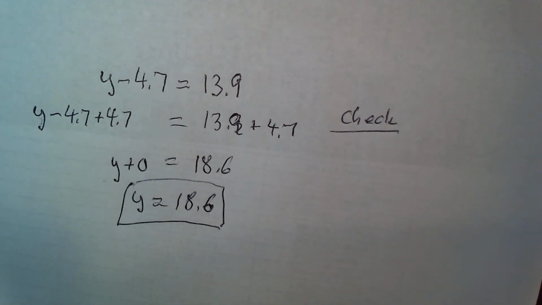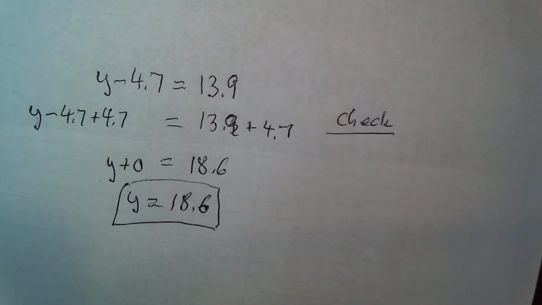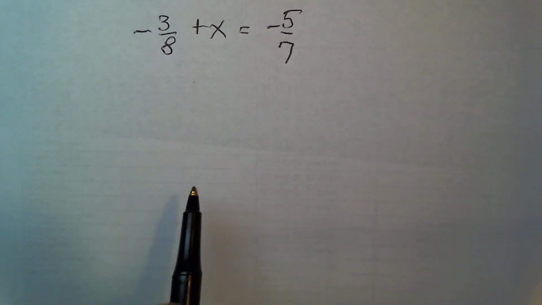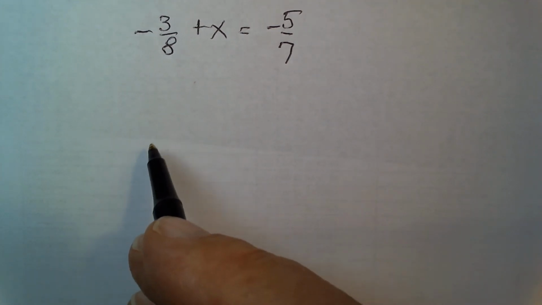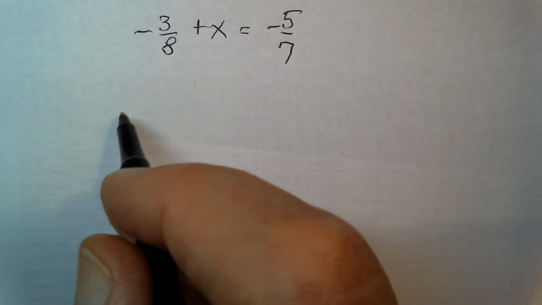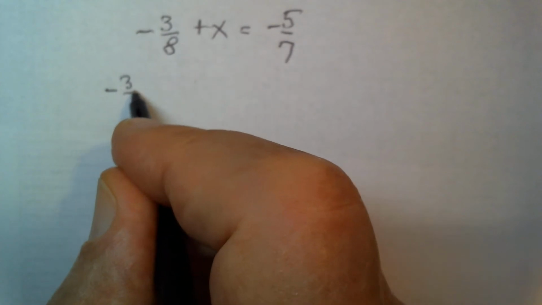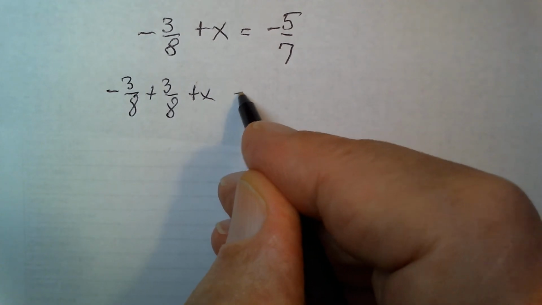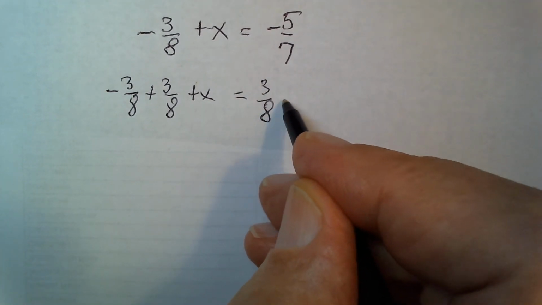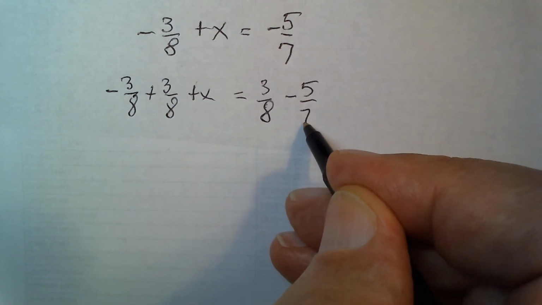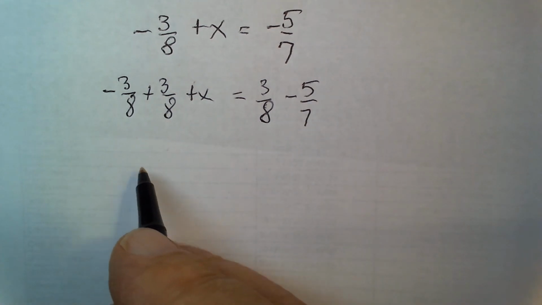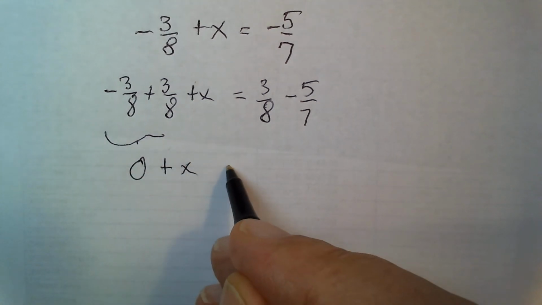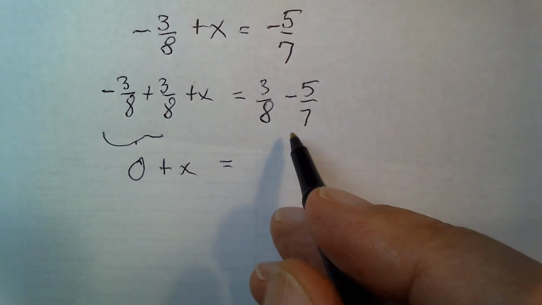So these are some simple examples where we have the addition property of equality. Let's do one more. And the reason I chose this equation is because I want to work with fractions for a change. So the opposite of minus 3/8 would be plus 3/8. So we add now 3/8 to both sides. Plus x equals 3/8 minus 5/7. Now on the left side, minus 3/8 plus 3/8, of course, is 0, so we have 0 plus x. And on the right side now we have 3/8 minus 5/7.